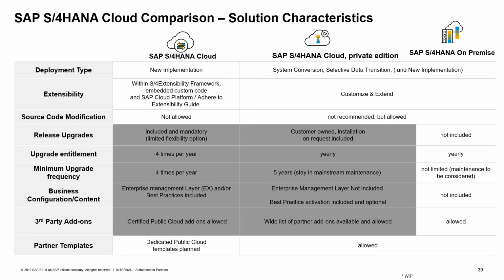The upgrade entitlement is annual, and the minimum upgrade frequency, as long as you're in mainstream maintenance, you can upgrade anytime. So really, you've got up to 5 years to take an upgrade. This is great for very complex customers or customers in regulatory industries where it's very difficult to take innovations on an annual basis, as an example.